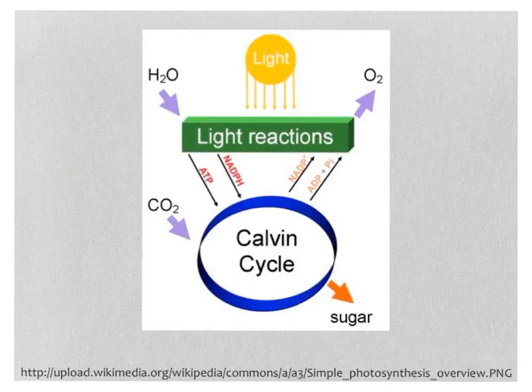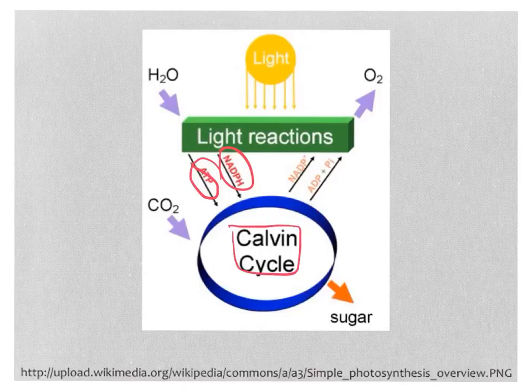There are all sorts of complex reactions that occur involving ATP and NADPH, which provide different types of energy, and the Calvin cycle. And those are all things you might learn about if you go on to take IB biology or if you go on to do AP biology.